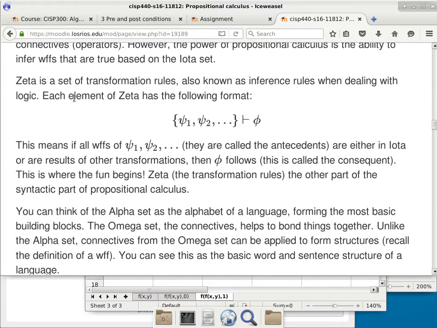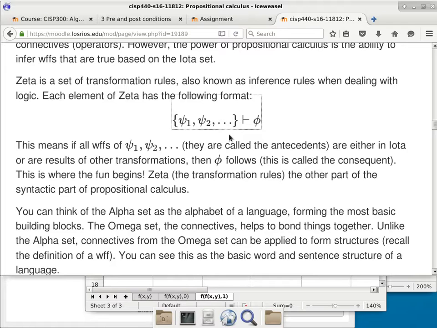So basically each element of zeta is going to be like this. It consists of one set on the left-hand side, and then we have that kind of weird, kind of rotated T symbol. And then on the other side, we have something else. We have the result of the transformation. Are we doing okay so far?